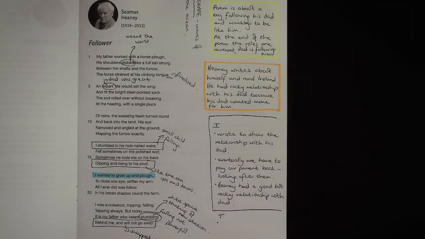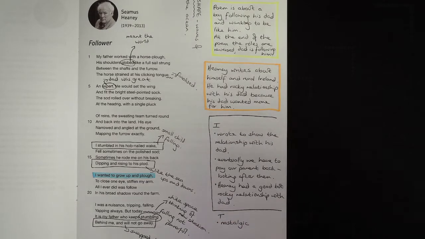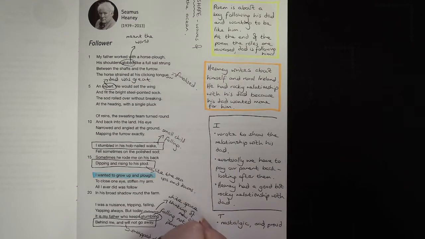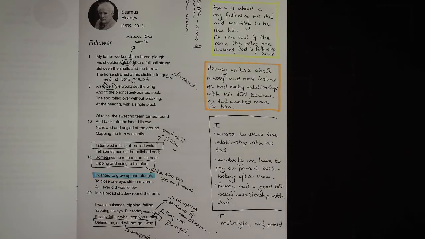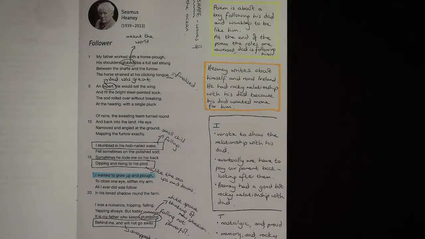The first bullet point is, what is the mood of the person writing it? Well, he's nostalgic, and that just means that he is looking back at the past. I also think he's a little bit sad, but also a little bit proud. My second bullet point, 3 words to describe the poem. I'm going to write memory. I'm going to write sad. And I'm going to write rocky, because for me those 3 things are covered in the poem.